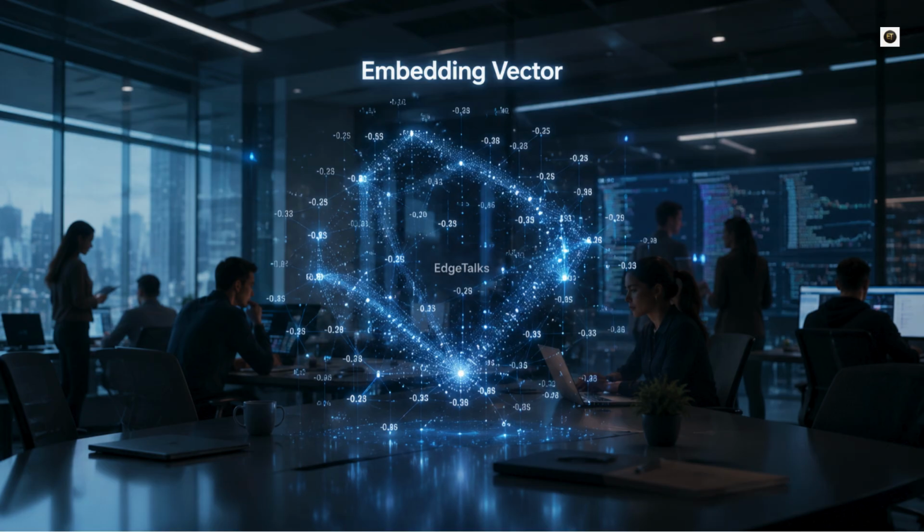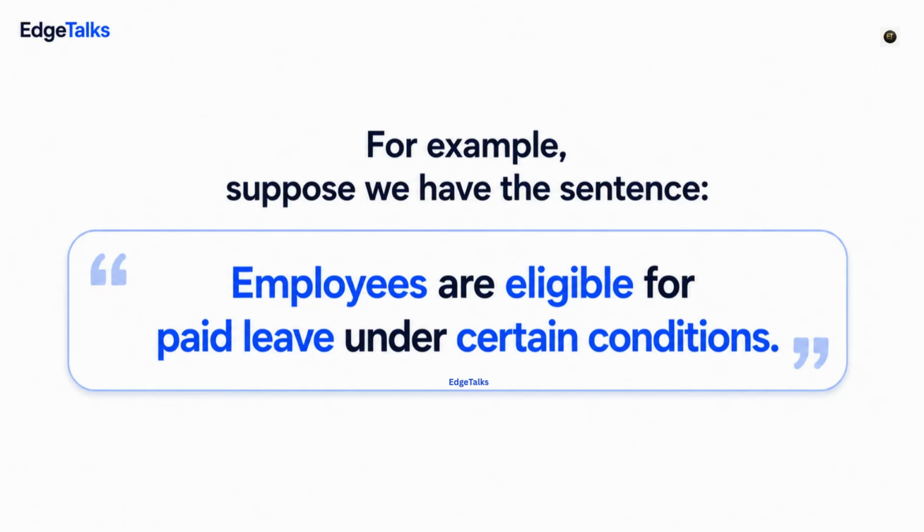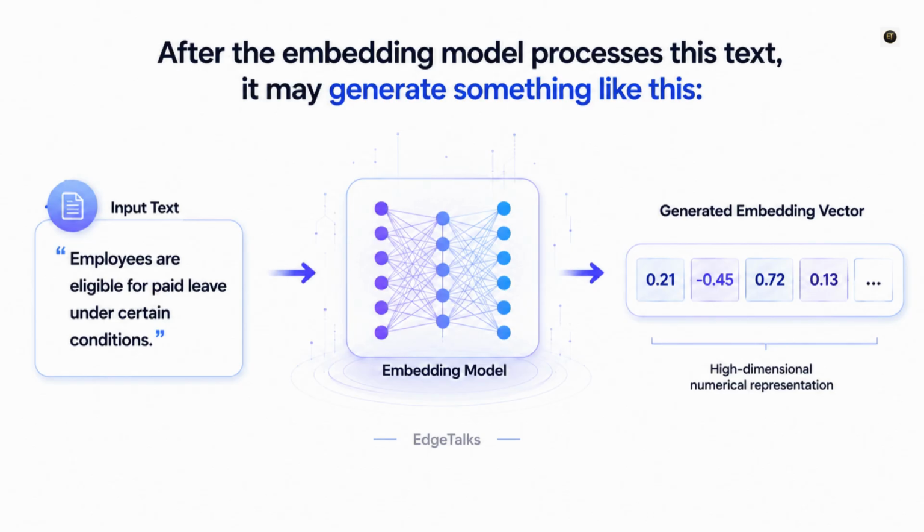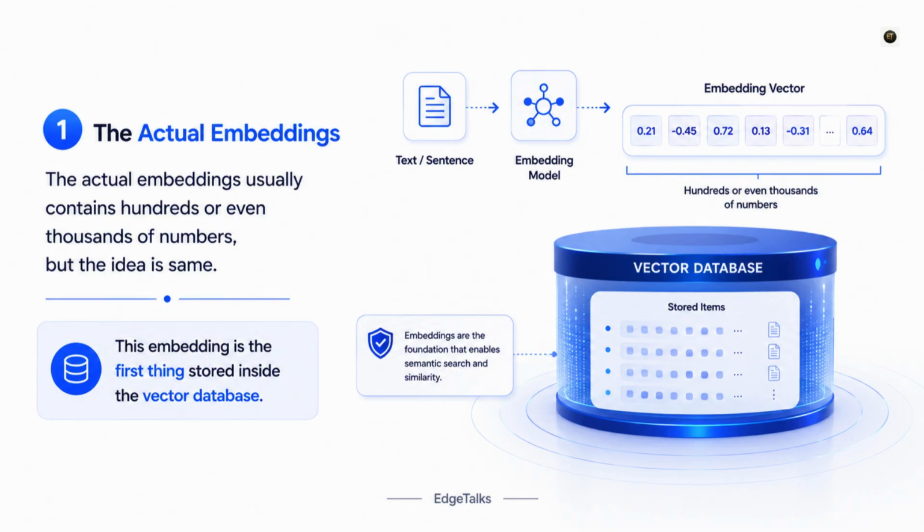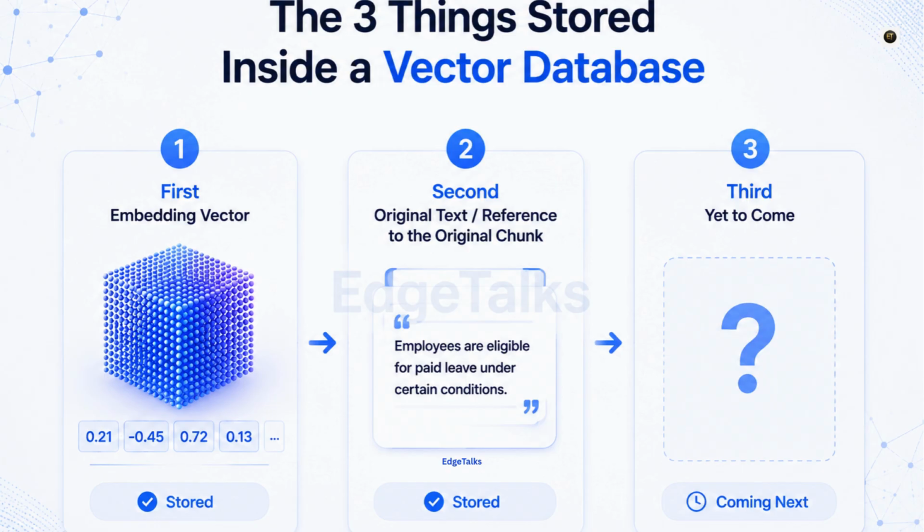For example, suppose we have the sentence, employees are eligible for paid leave under certain conditions. After the embedding model processes this text, it may generate something like 0.21, -0.45, 0.72, 0.13, and the list continues. The actual embedding usually contains hundreds or even thousands of numbers, but the idea is the same. The embedding is the first thing which will be stored inside the vector database.